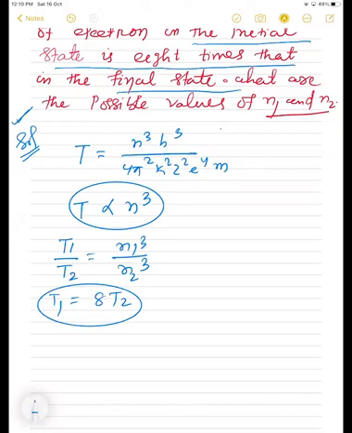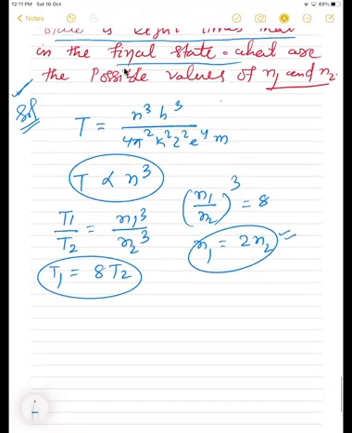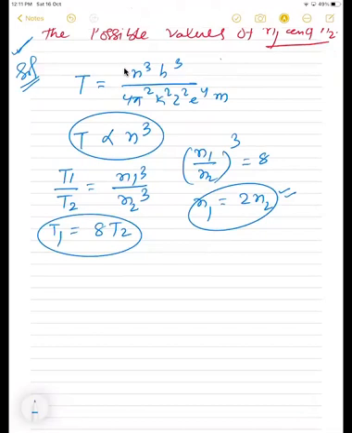So you can put (N1 by N2) to the power 3 is equal to 8. You can put or not? Students, then N1 is equal to how much? 2 N2. All got or not, students? So if we take the cube root, then N1 is equal to 2 N2.